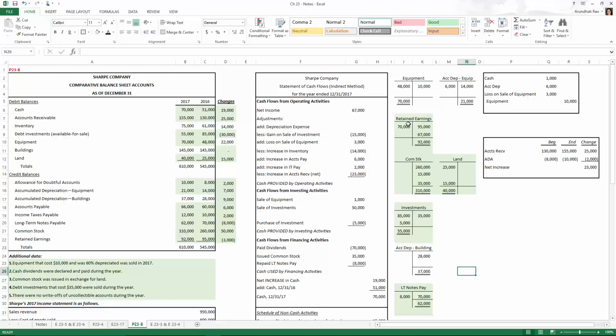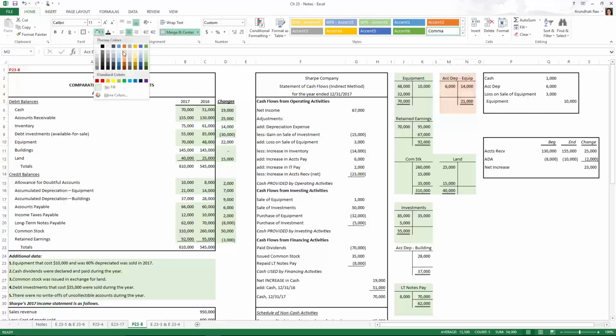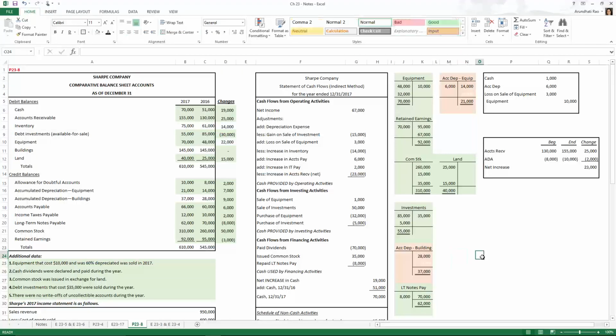So that leaves me with my equipment account, accumulated depreciation on equipment, and accumulated depreciation on building. Okay. My equipment account, beginning balance is 48. I sold $10,000 of equipment, so that should be 38. But it's gone up to 50, which means I must have made a purchase of 32,000. So I have 32,000 over here as purchase of equipment. Okay, so I've dealt with this one now. So I'm going to put this now in a different color so we can see this. And this is the only one we need to worry about. Okay.